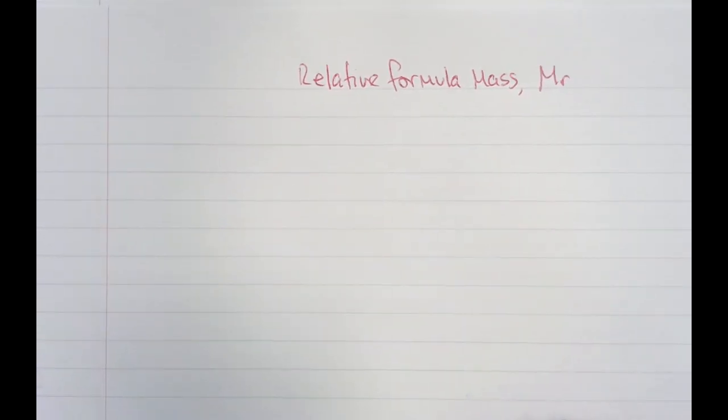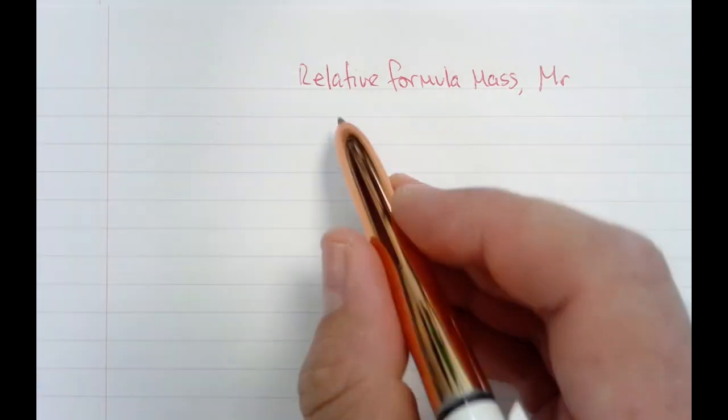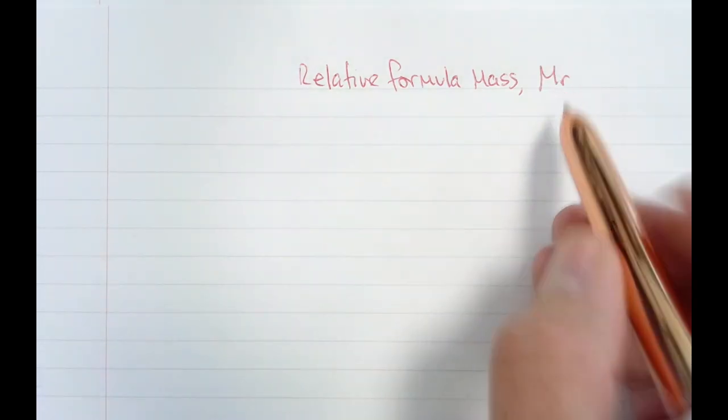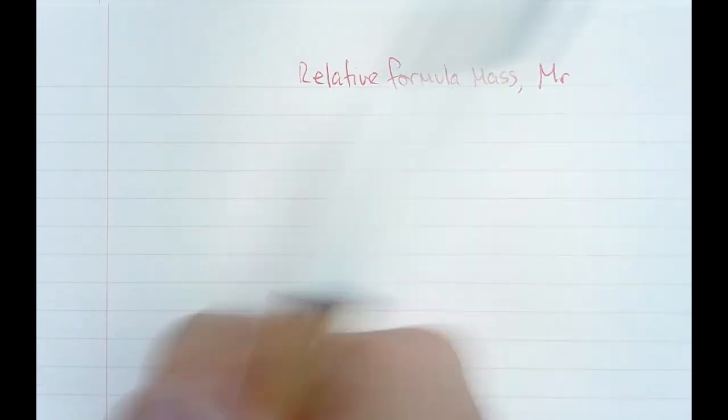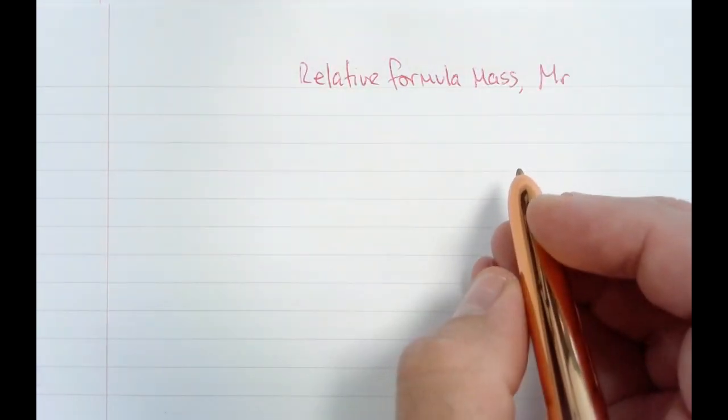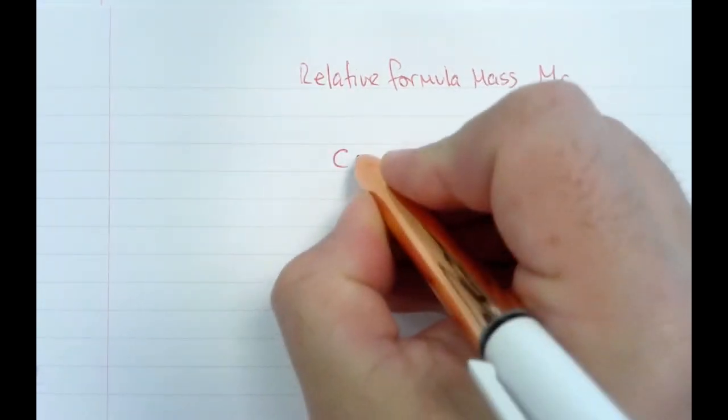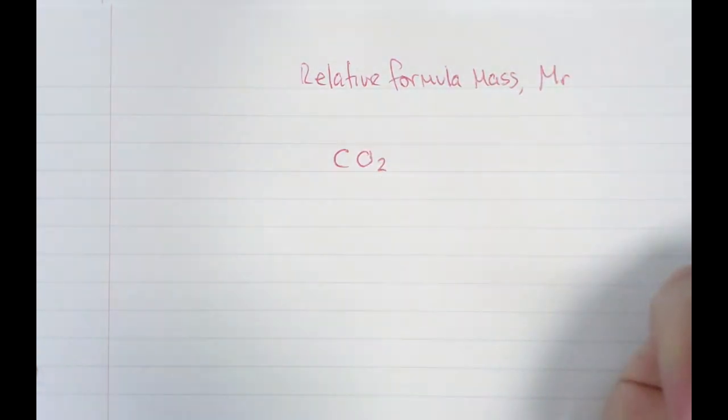So this video looks at how to calculate a relative formula mass, or MR. We'll go through two examples, one quite straightforward and another a little bit more complicated. So we'll start off with carbon dioxide.